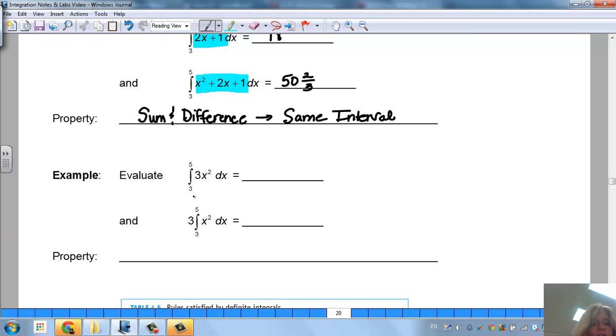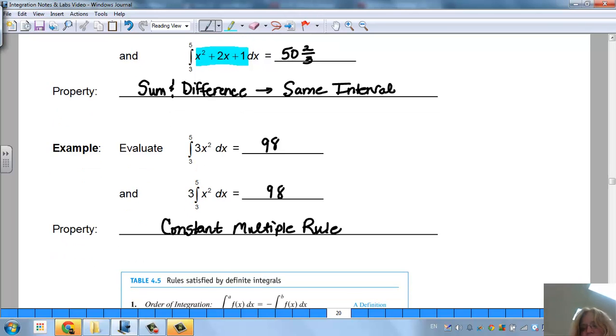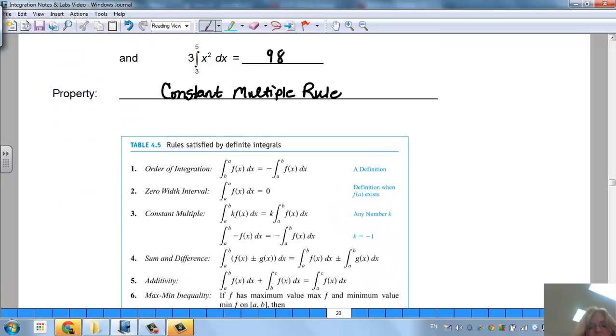I have from 3 to 5, so that matches, of 3x squared. Here, all I did was pull the 3 out front. So if I did this one right here, I get 98. Here, if I say 3 times the integral of that, I get the same thing. This is called the constant multiple rule, where you can pull the constant out front and then do the integral, and get the same thing as having that constant inside. So I have a summation of this all down here.